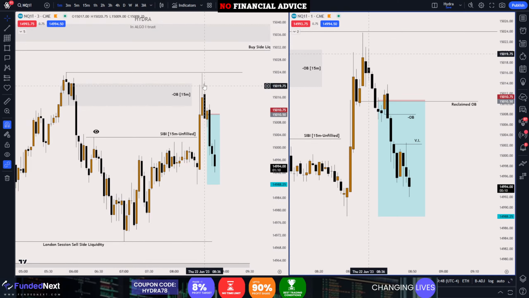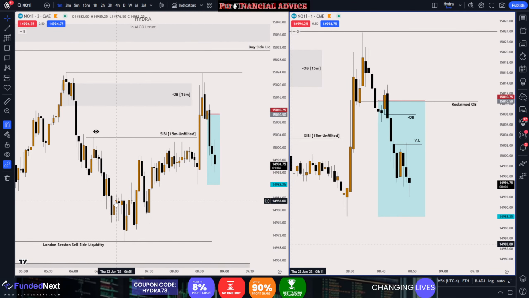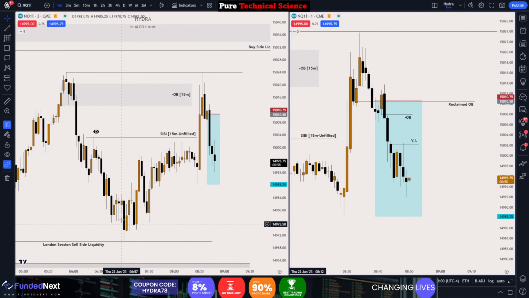Suppose I know price is going to be delivering buy side liquidity here. Suppose you knew it, then how many setups would you be able to find here? A lot of setups. I'll be able to tell you a setup with a breaker block here, then an order block here, then an inversion fair value gap here. There's a lot of setups.